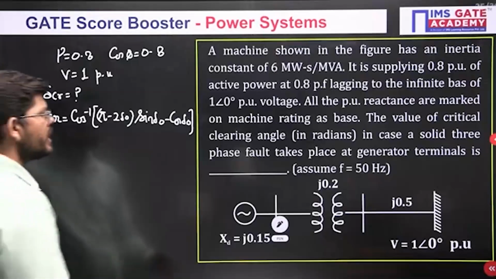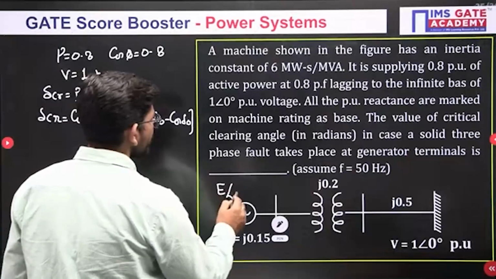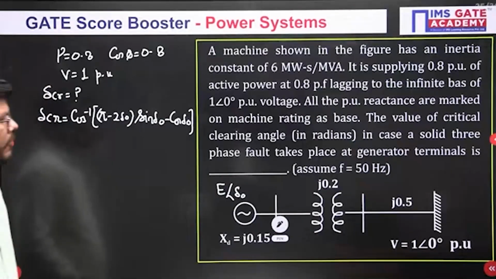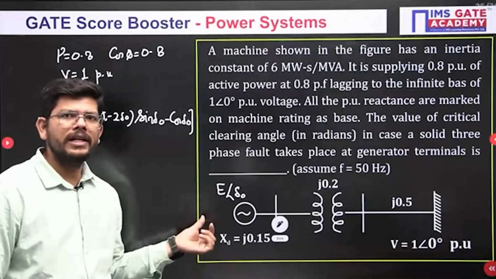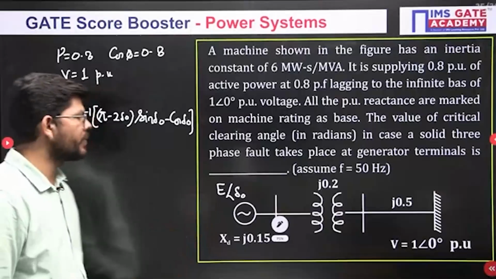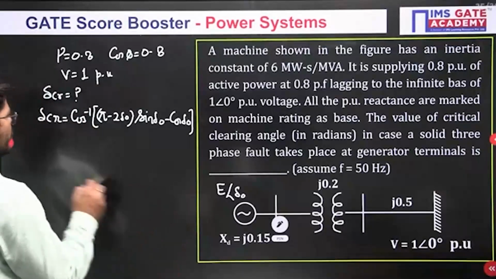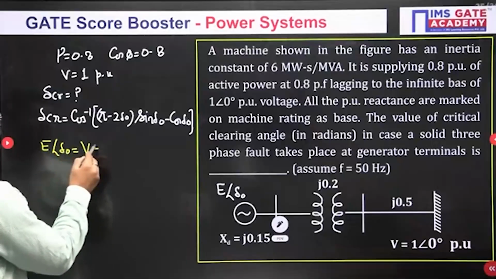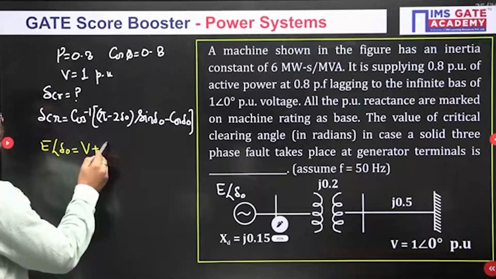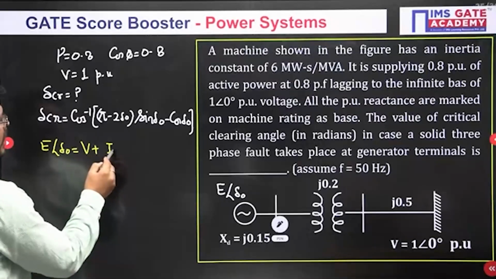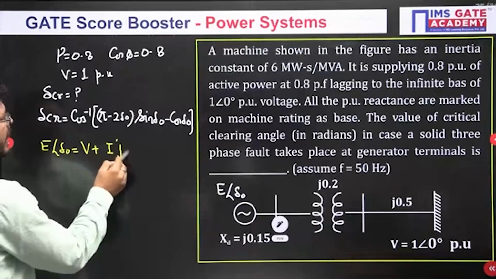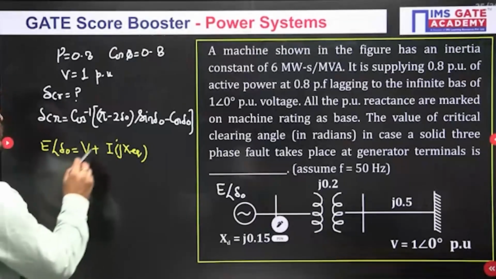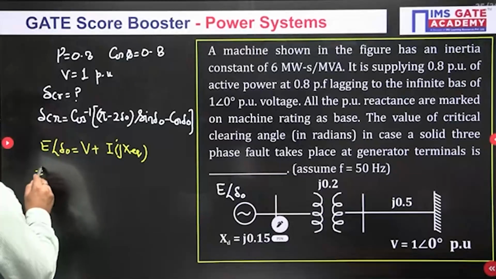Del naught will be the angle of the generator voltage. When the fault is happening, at which angle the generator is operating is what we have to calculate. So E angle del naught is simply equal to V plus I, the current, into J X equivalent. This is how we can calculate that. So we require the value of I.